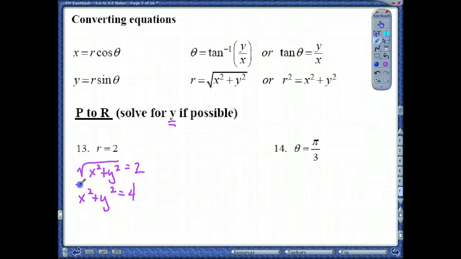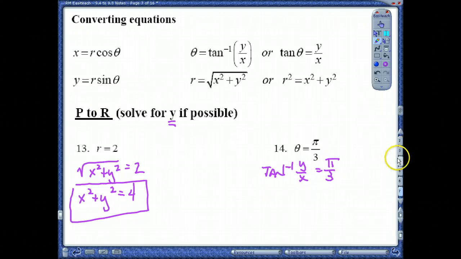That's a perfect circle. That's a perfect equation. Not going to solve that for y. It looks better as it is. Okay, so now to the next one, theta is equal to pi over 3. So theta is the inverse tangent of y over x. That's equal to pi over 3.